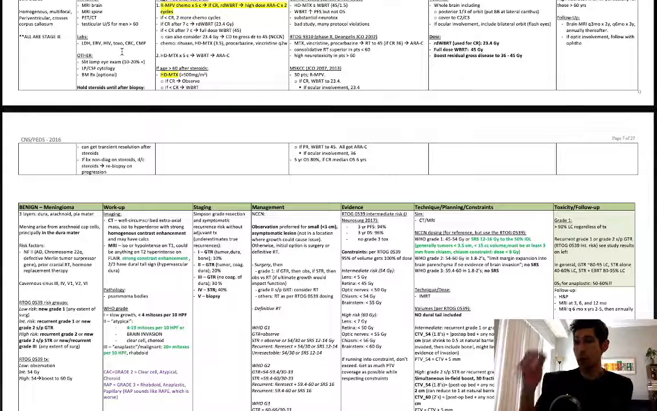Labs, you want to get LDH, EBV, HIV, toxo, CBC, CMP. Others are going to be a slit lamp eye exam, 10 to 20% end up being positive here. An LP and CSF cytology and a bone marrow biopsy is optional. You always hold your steroids until after the biopsy. You can get transient resolution after steroids. If the biopsy is non-diagnostic on steroids, you discontinue steroids and re-biopsy on progression.